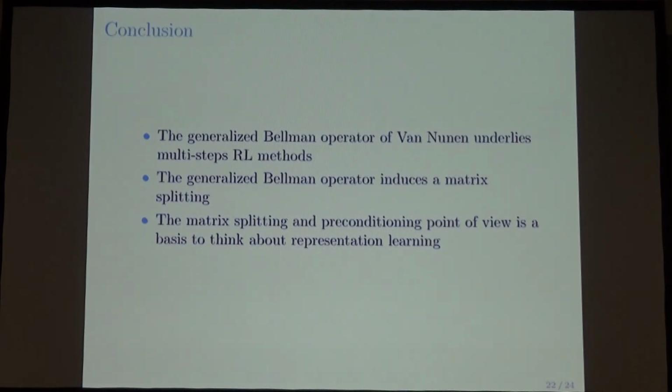So really, this notion of a generalized Bellman operator, the way that Van Noonen described it in the 70s, in fact underlies probably all of our multi-step RL methods. What I showed you today in particular is that we can write down this expectation operator in a different form such that we induce a matrix splitting, and that matrix splitting has a very nice interpretation from the point of view of representation learning and preconditioning, and it opens the way to the design of many new algorithms.